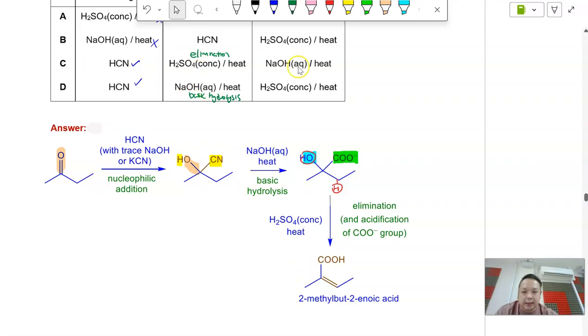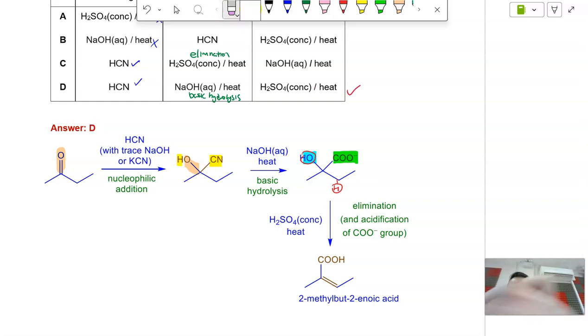Now, if I do C first, what is the issue? Why is C not the correct answer? And why is D the correct answer then? Now, in the case of C, I do elimination first. I can end up with a compound that looks something like this. Double bond. I get my CN. Let me redraw this a bit. So I have CN. The OH is gone with the adjacent carbon hydrogen. So you have a double bond here.